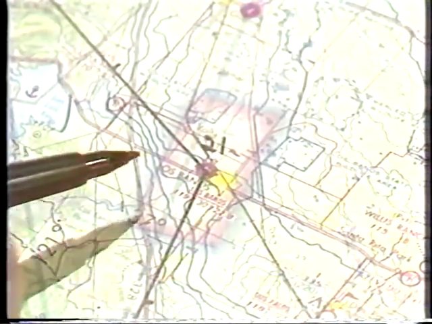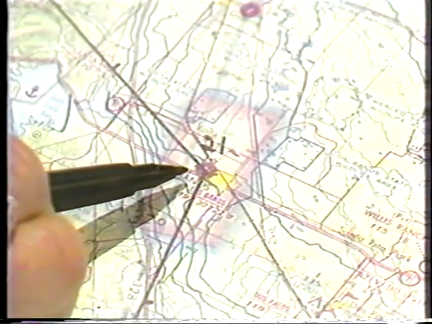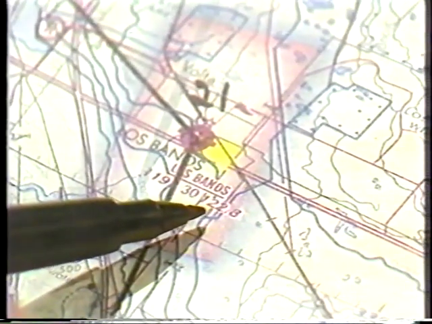The magenta color of the Los Banos airport symbol indicates the airport is uncontrolled, but airport advisories are available on the Unicom frequency 122.8.